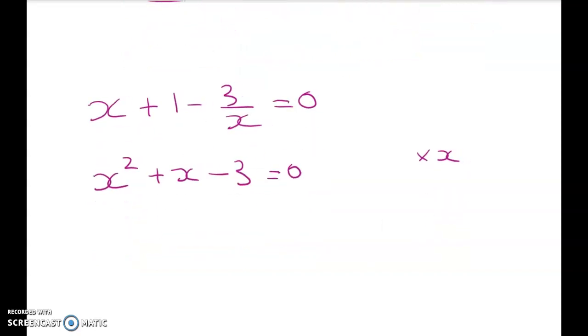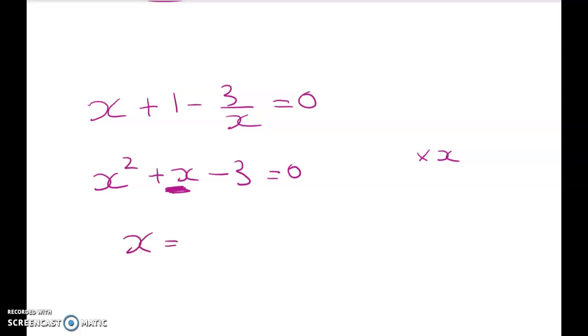Now I look at that and I can't factorize. I also don't want to do completing the square on it, even though I love it, because this is not an even number, it's plus 1x. So I'm going to get on with it here and I'm going to use the quadratic formula.